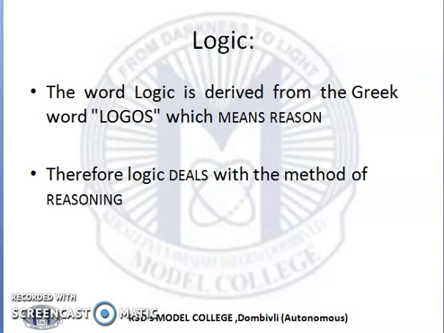Logic. Mathematics is a logical subject, we know that, and it tries to be exact. For exactness, it requires proofs, which depend upon proper reasoning, and reasoning requires logic. So logic and reasoning are both interrelated. Theoretically, the word logic is derived from the Greek word logos, which means reason. Therefore, logic deals with the method of reasoning.